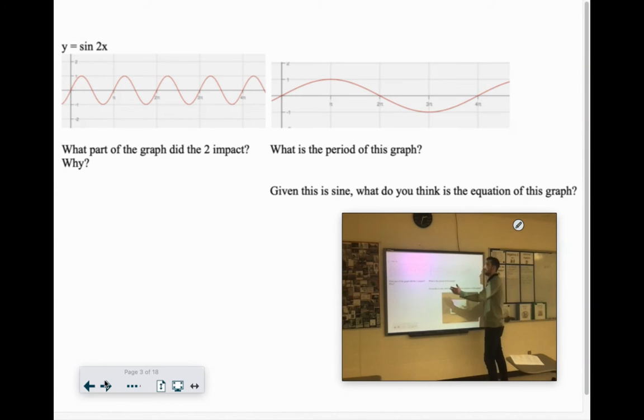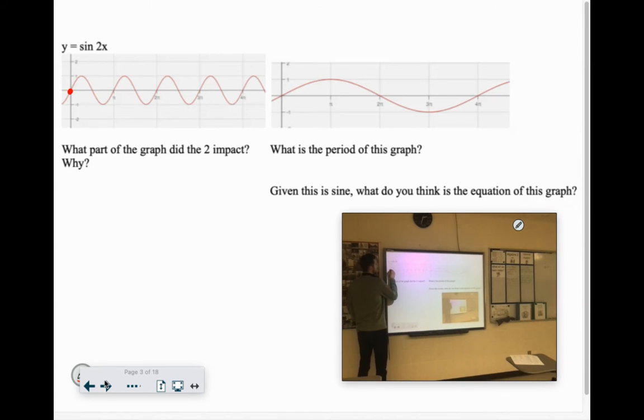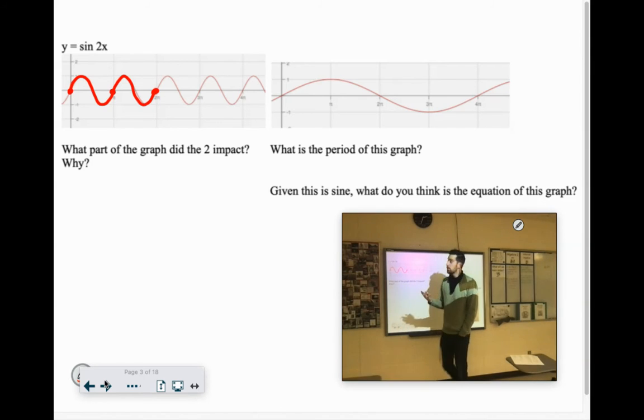Looking at this graph, y equals sine 2x, very similar. The other one was just y equals 2 sine x. This is y equals sine 2x. So let's look at our graph, and here's where we started. Now here's 2 pi. If you look, we have one period right there, or one cycle. And we have 2 cycles. So we have twice as many cycles in that period. Or we can say that the period is half as much.